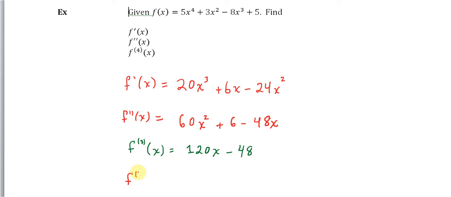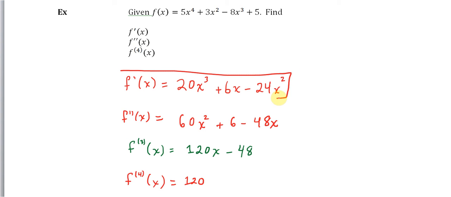The fourth derivative is nothing more than the derivative of the third derivative, which will be 120. And the derivative of negative 48 is just 0.